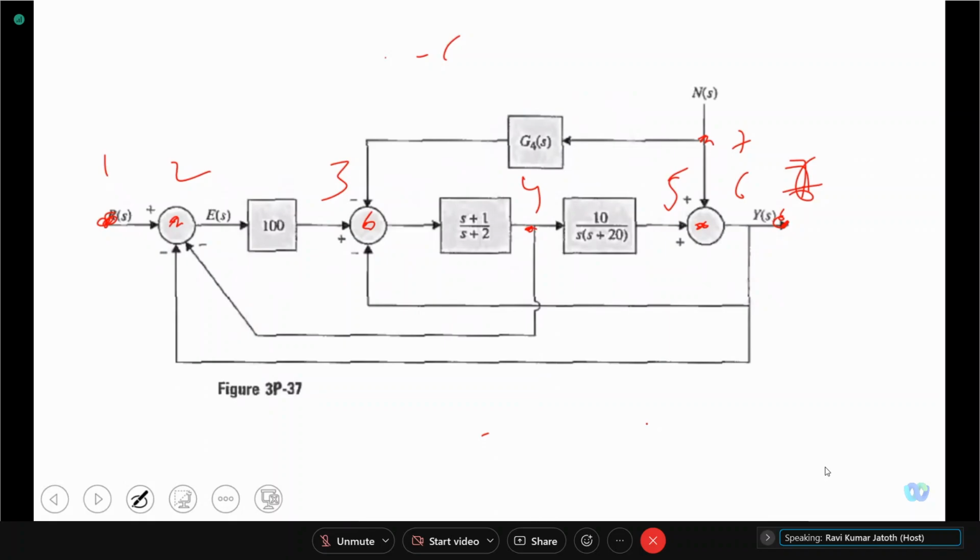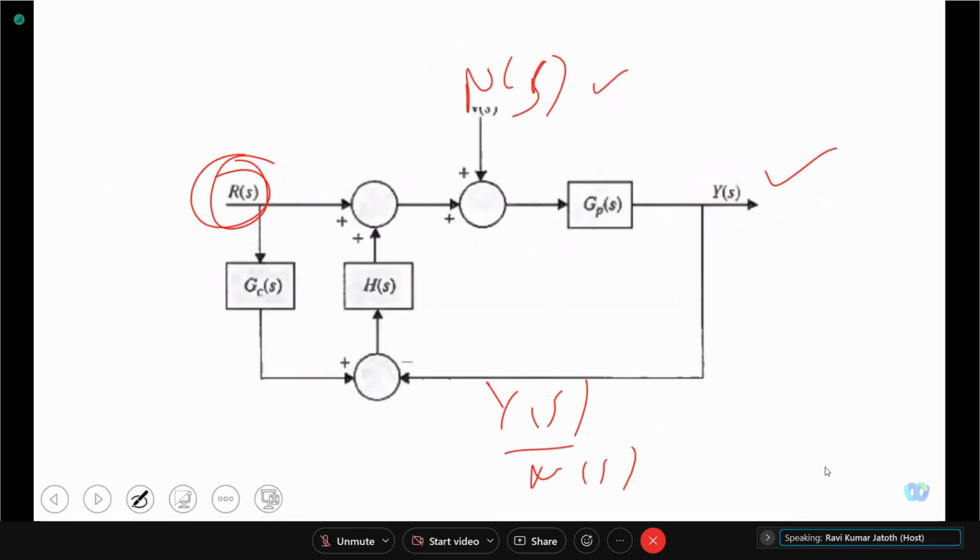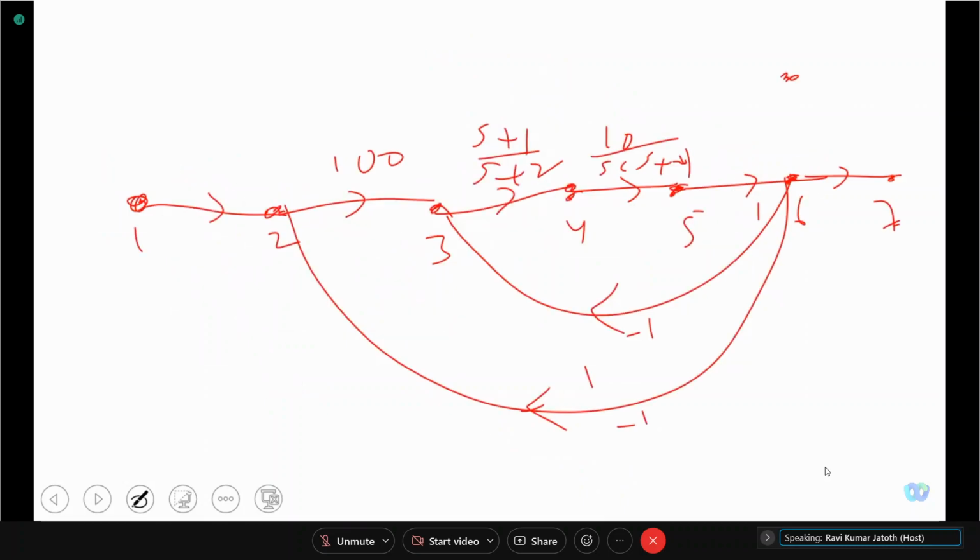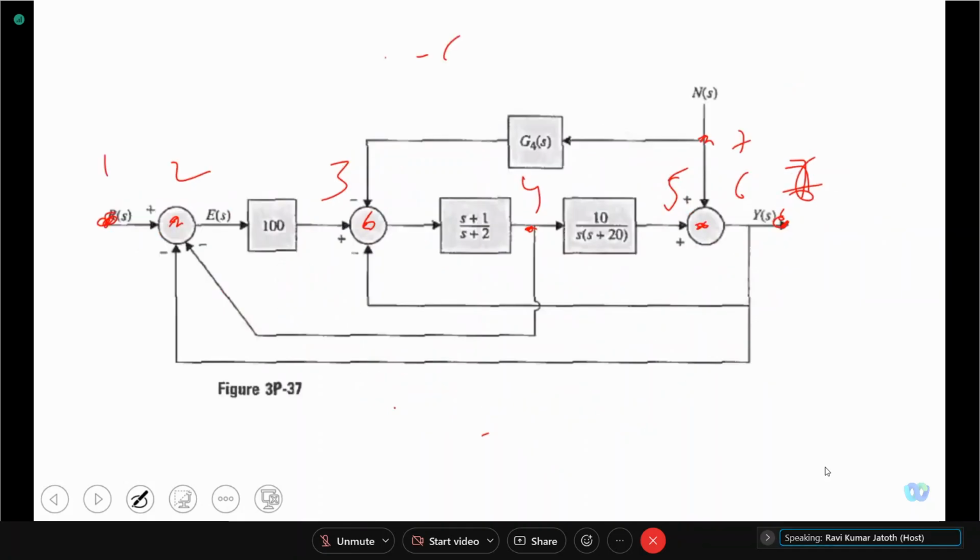And there is 4 to 2. One more loop is there. This is with minus 1. Okay.